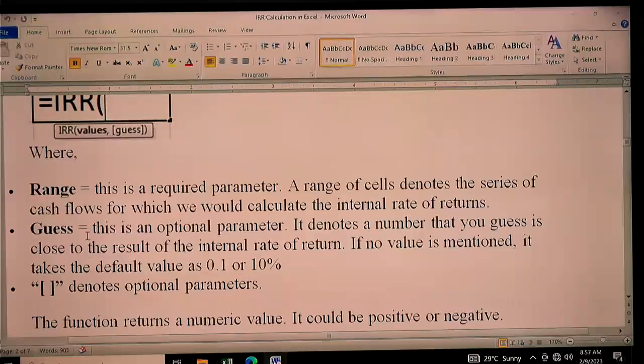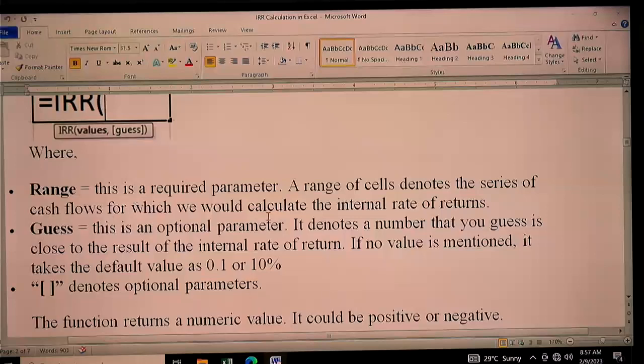The first argument is the range. This is the required parameter. What do you mean by required parameter? That it has to be there. A range of cells denotes the series of the cash flow for which you would calculate the internal rate of return. The second argument is the guess, and this is an optional parameter.